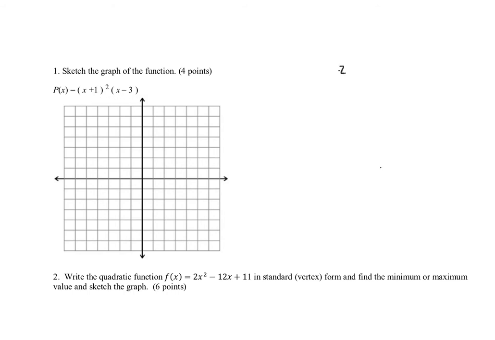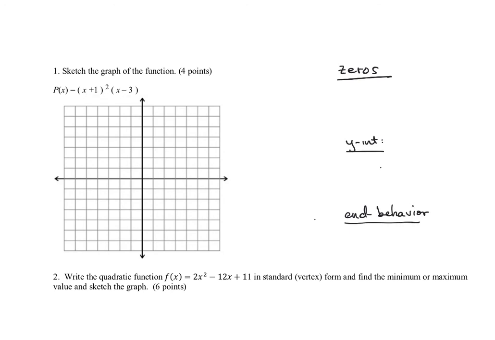Finding zeros. And then I want to find the y-intercept. And then I want to consider the end behavior. So those are the three steps that were instructed on graphing polynomials. So first, the zeros. Like I said, those come right from the factors.